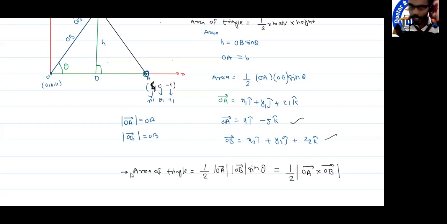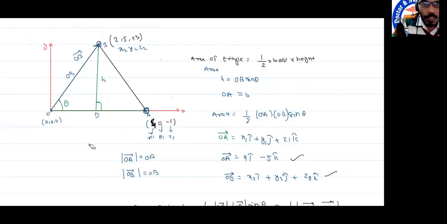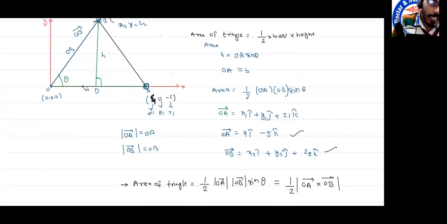Means if we know the two sides of a triangle, means we place two vectors along the sides of the triangle, and if we find the cross product of these two vectors and divide by 2, then we get the area of the triangle. Is it fine?